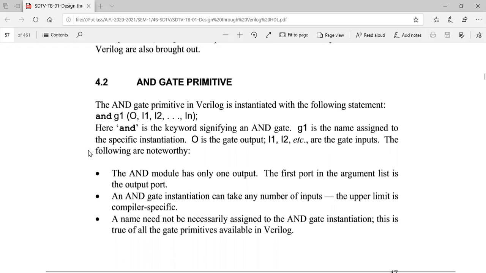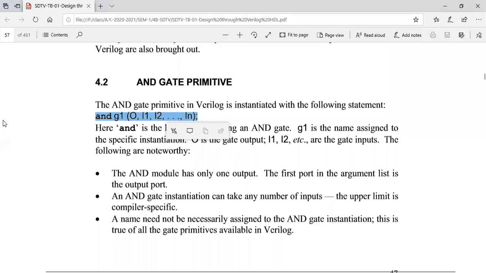After writing this, what will happen? You see, this AND is a keyword which signifies that it is an AND gate. G1 is the name of the gate assigned to the specific instantiation, right? And O is the output. You already know that I1, I2 are the inputs. From writing this, what can we understand? AND G1, O, I1, I2, so on up to IN.